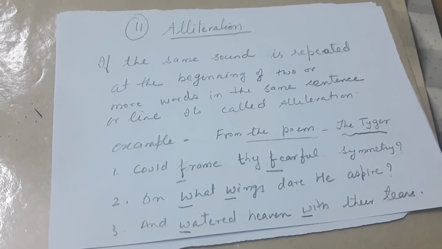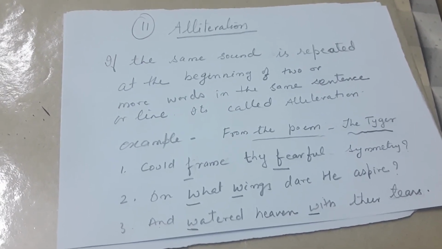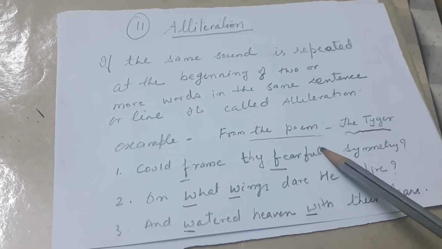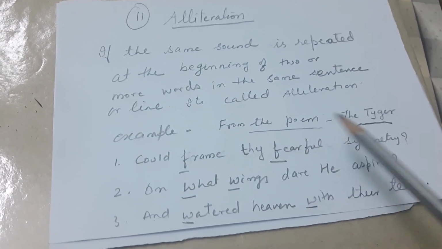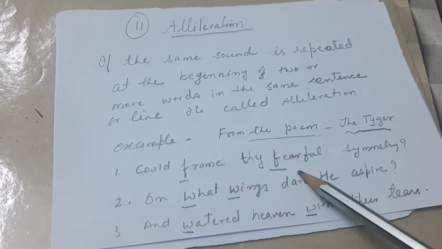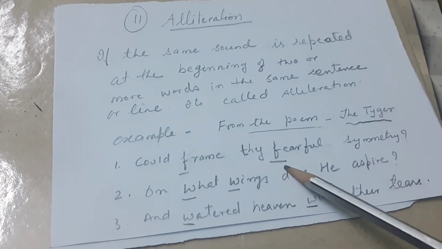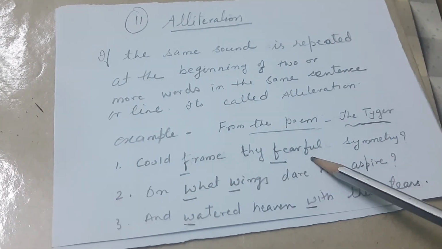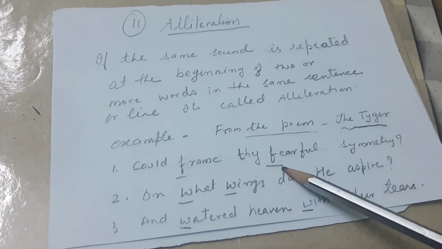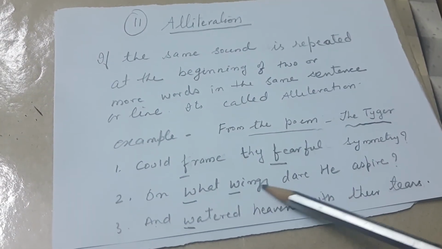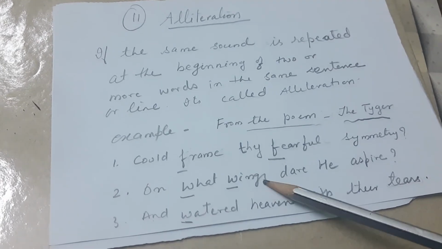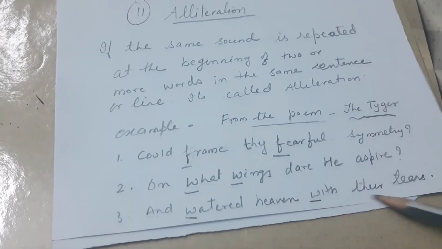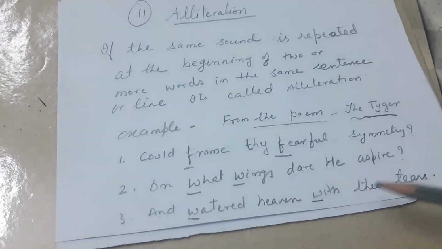Alliteration is the repetition of the same sound at the beginning of two or more words in the same sentence. Okay, example, if we take from the poem The Tiger, could frame thy fearful symmetry. Here, F and F are examples of alliteration. In the same sentence, two times words starting from the same sound are being used. On what wings dare he aspire? What and wings, W and W. He watered and watered heaven with their tears, W and W.